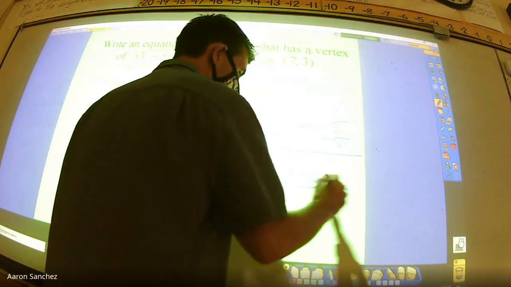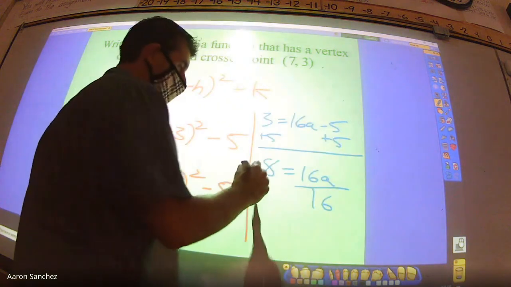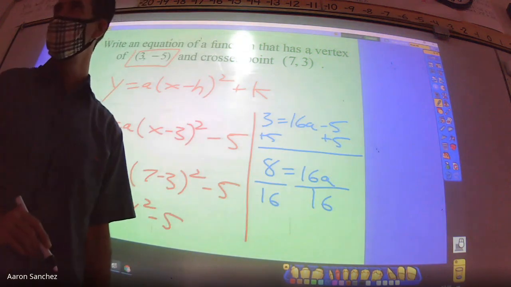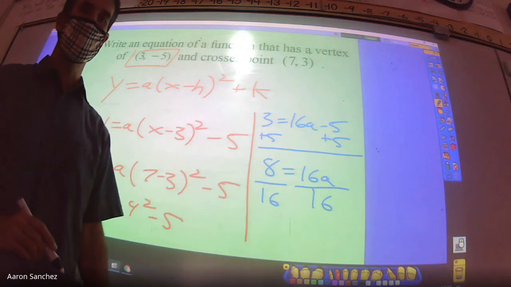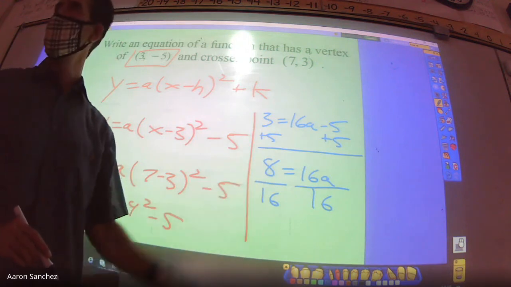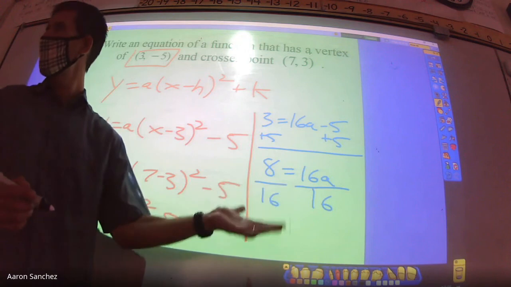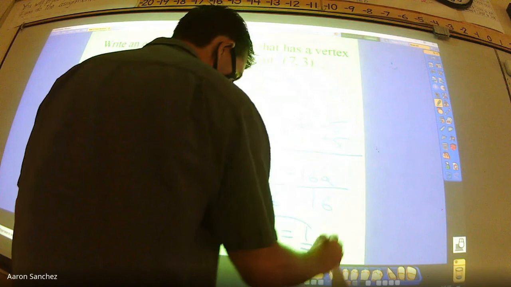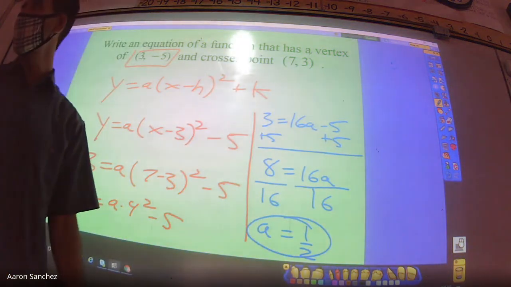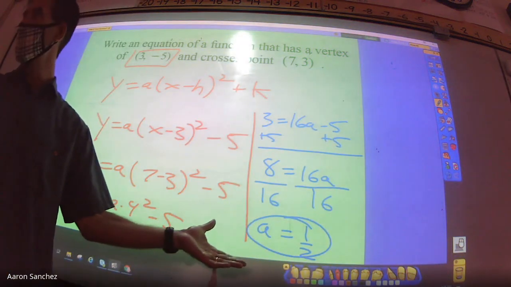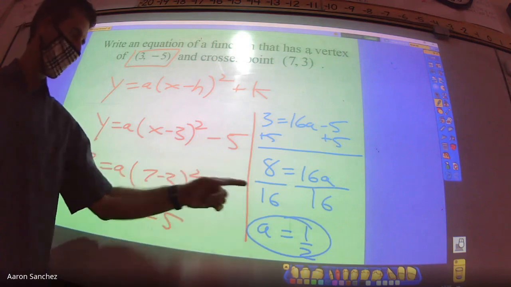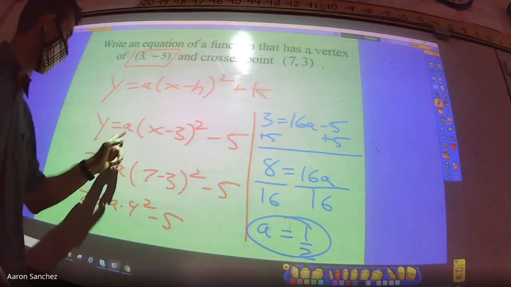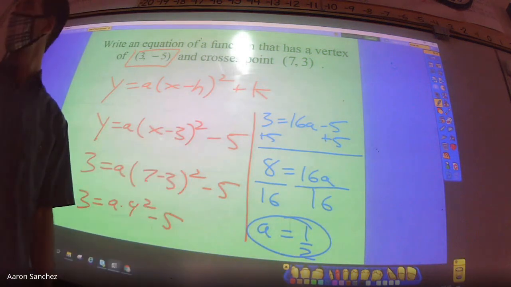Forget that. Hey, homies, did you divide by 16? Yeah. Hope you did not divide by 8. What's 8 divided by 16? You reduce, right? 8 over 16 is equal to 1/2. I could have put 0.5, I guess, but you gotta understand it's 1/2, dividing both by 8. And so my equation is going to be y equals 1/2 times x minus 3 squared minus 5.